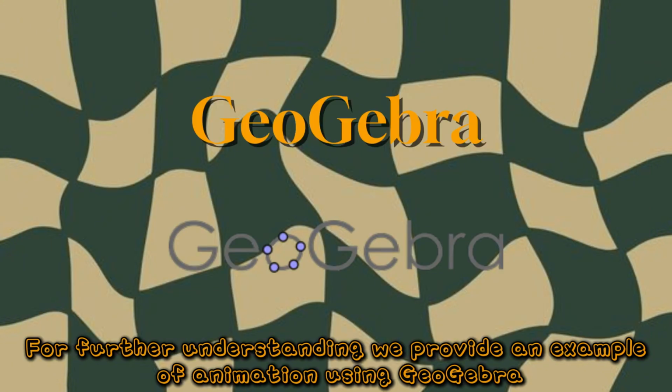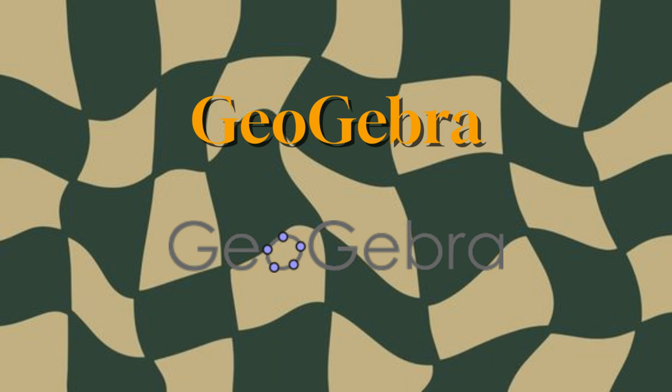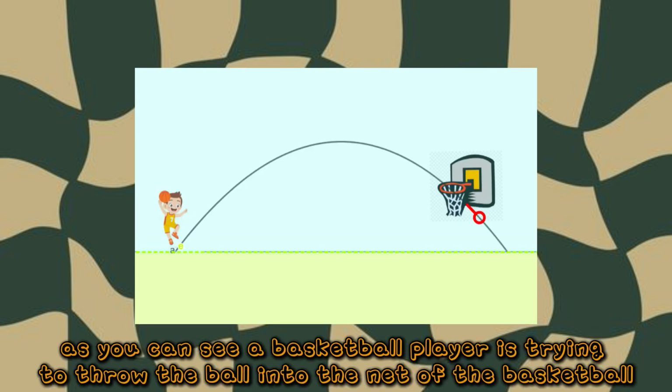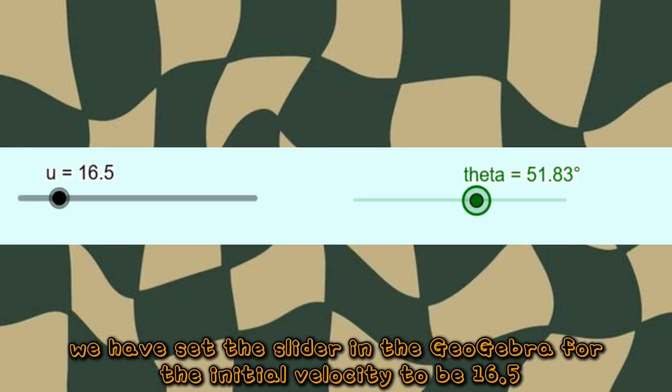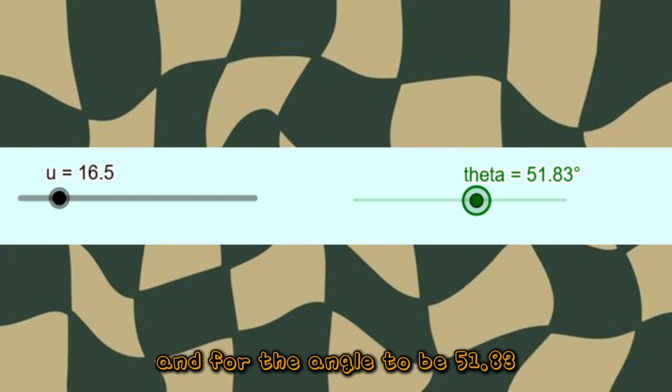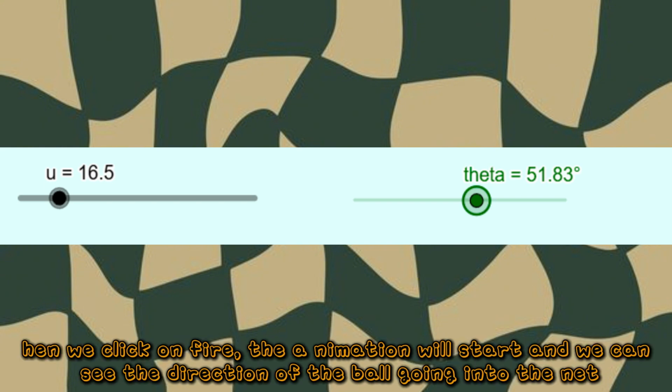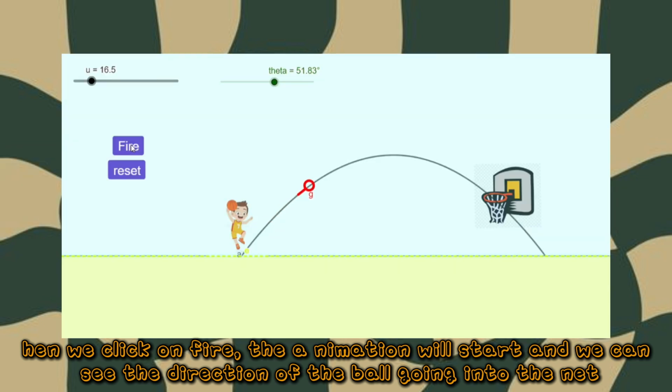For further understanding, we provide an example of animation using GeoGebra. As you can see, a basketball player is trying to throw the ball into the net of the basketball. So we have set the slider in GeoGebra for the initial velocity to be 16.5 and for the angle to be 51.83. When we click on fire, the animation will start and we can see the direction of the ball going into the net.